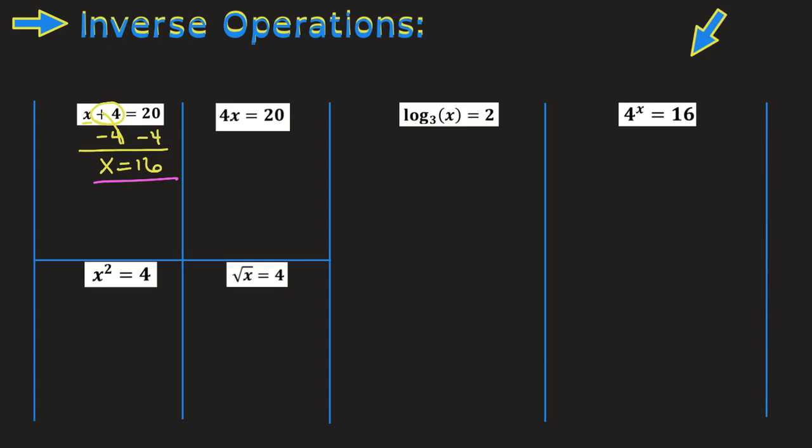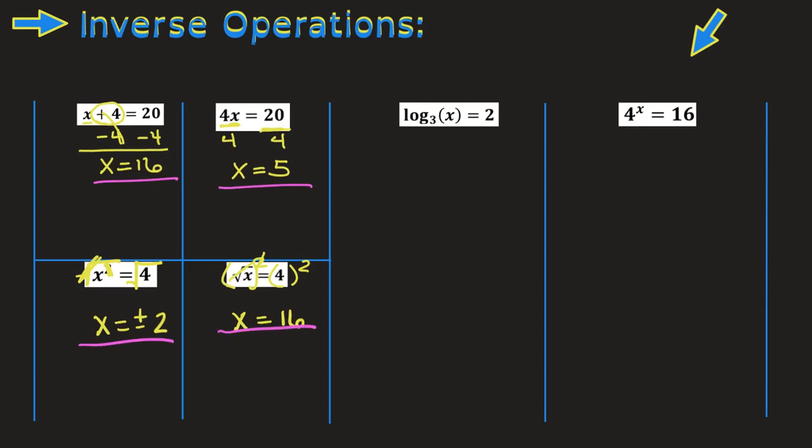Then we go to the right side, and now we have 4x equals 20. What's happening to the x? It's being multiplied by 4, and the inverse operation of multiplication is division. So we divide both sides by 4, giving us x equals 5. On the bottom left, we are squaring something, so the inverse operation of squaring is the square root. We take the square root of both sides, the square root and the 2 cancel, and you're left with x equals plus or minus 2. On the bottom right, you have the square root of x equals 4. The inverse operation of the square root is to square. So you square both sides, the square and the square root go away, and we're left with x equals 16.